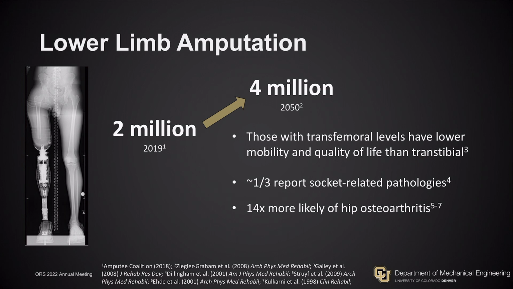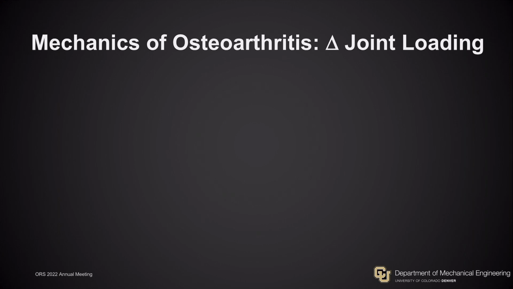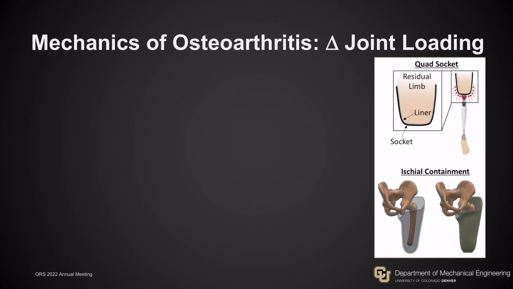The two most common comorbidities in this population are socket-related pathologies like chronic unhealing wounds and overuse injuries such as hip osteoarthritis, which this population is 14 times more likely to develop compared to able-bodied individuals. We primarily attribute the increased risk of OA development in this population to be largely mechanical in nature. Prosthetic sockets change the load transmission between the prosthesis and residual limbs.